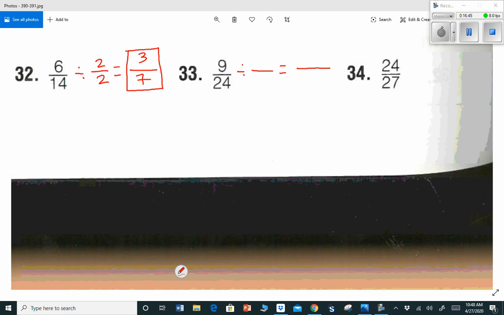9 and 24 have a greatest common factor of 3. 9 divided by 3 is 3. 24 divided by 3 is 8. 24 and 27 also have a greatest common factor of 3. 24 divided by 3 is 8, and 27 divided by 3 is 9.